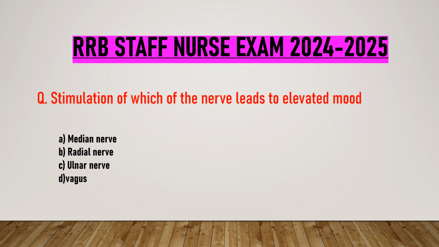Stimulation of which of the nerves leads to elevated mood? Options are median nerve, radial nerve, ulnar nerve, vagus nerve. So the answer is option D, vagus nerve.